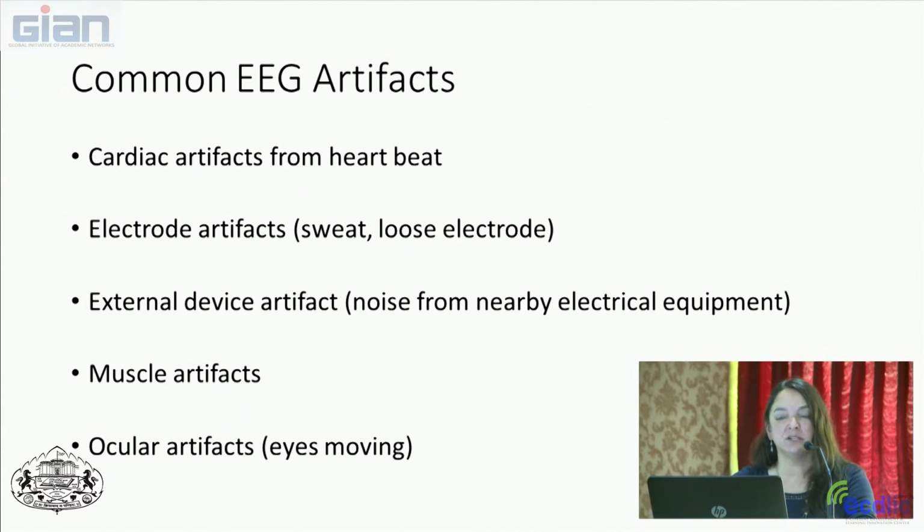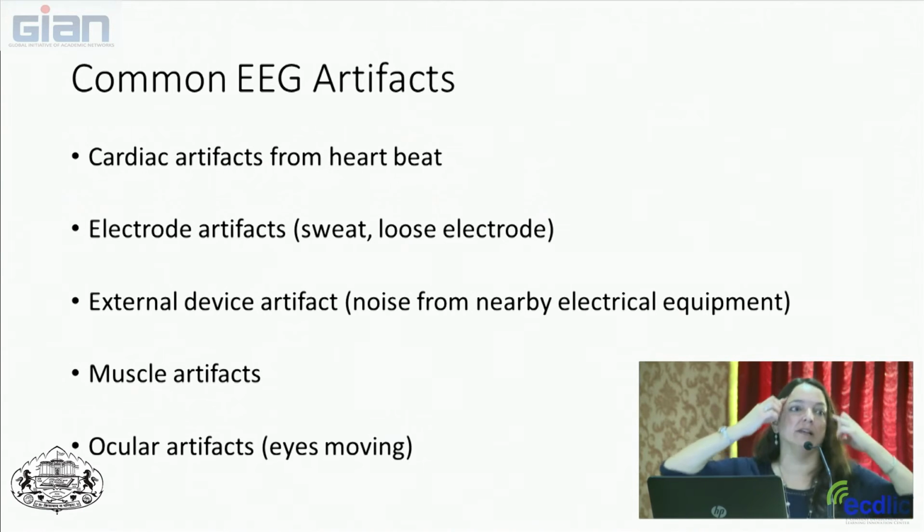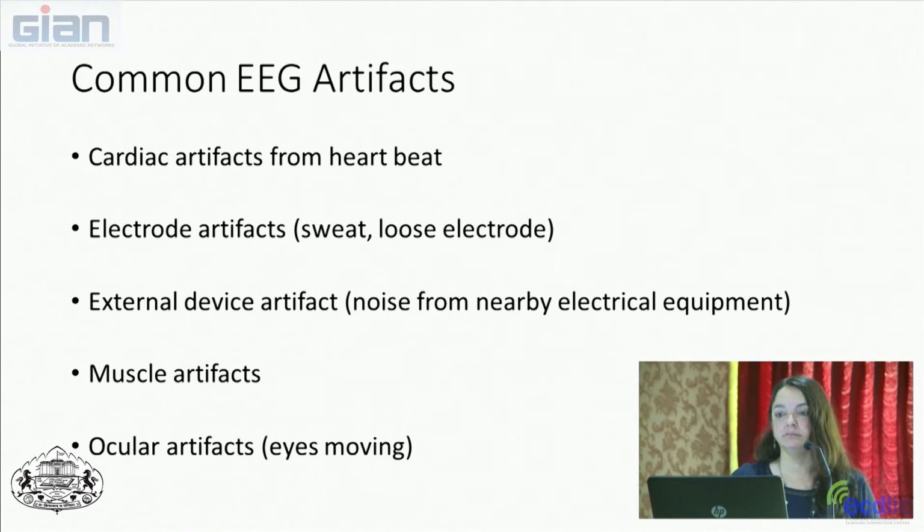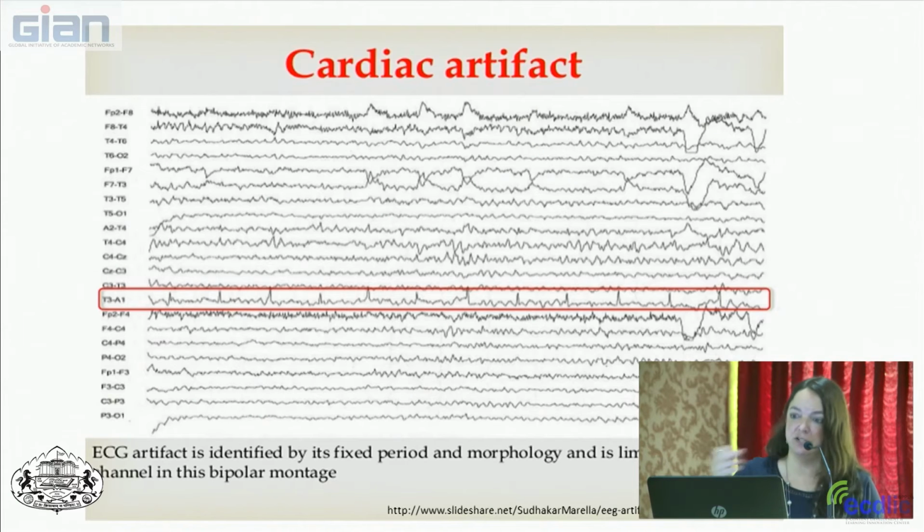Ocular artifacts are artifacts from the eyes moving, and we also see this in sleep because when a person is in REM sleep, it's rapid eye movement sleep. So you might see these eye artifacts, especially when you're looking at the electrodes up here in the frontal lobe. We're going to look at each of these artifacts a little bit.